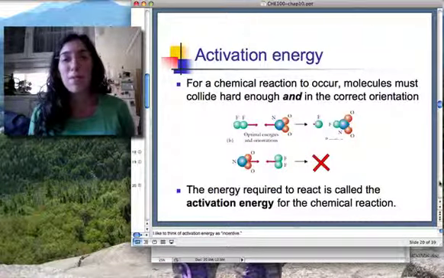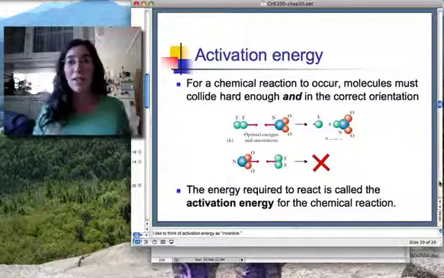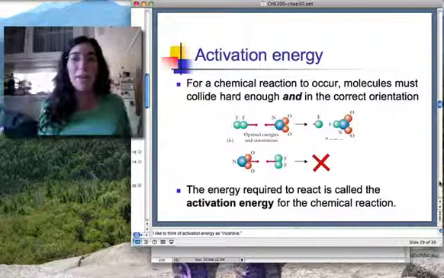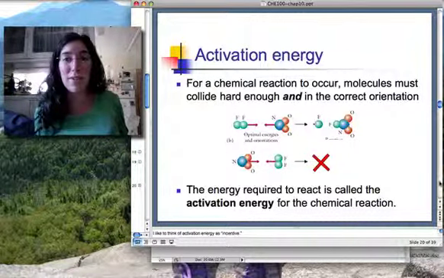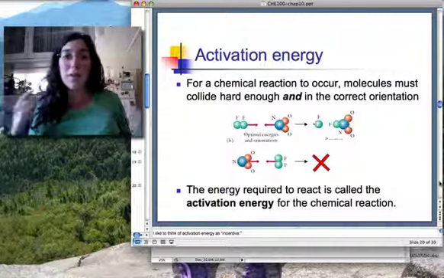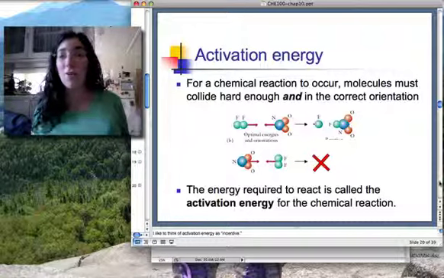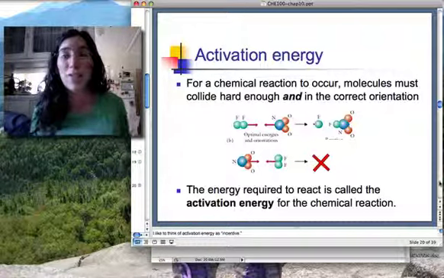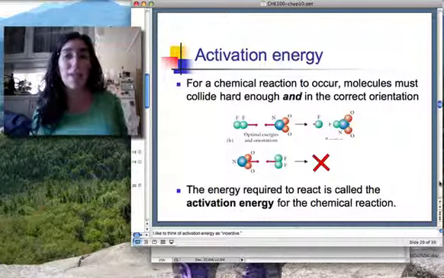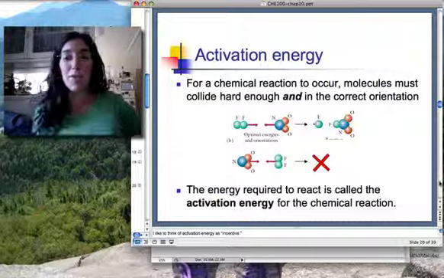So molecules are flying around all the time. I mean, there's gas molecules in the air that are just whipping around, flying around your head, but chemical reactions aren't necessarily occurring. So why is that? Well, there's a lot of reasons. One is that molecules can fly around and not crash into each other. Or they can crash into each other, but there's not enough energy in that crash to break bonds and then cause the formation of new bonds.